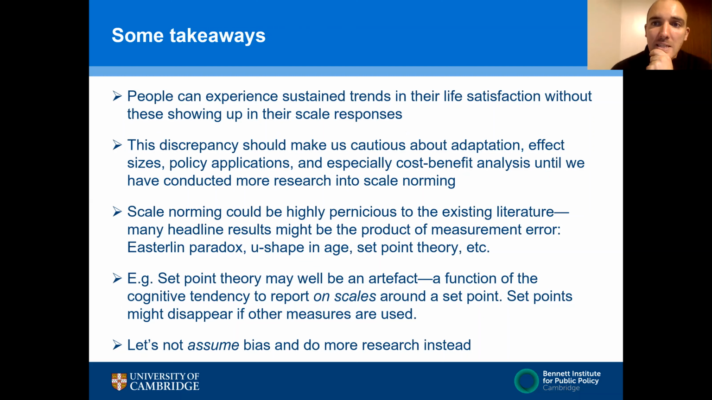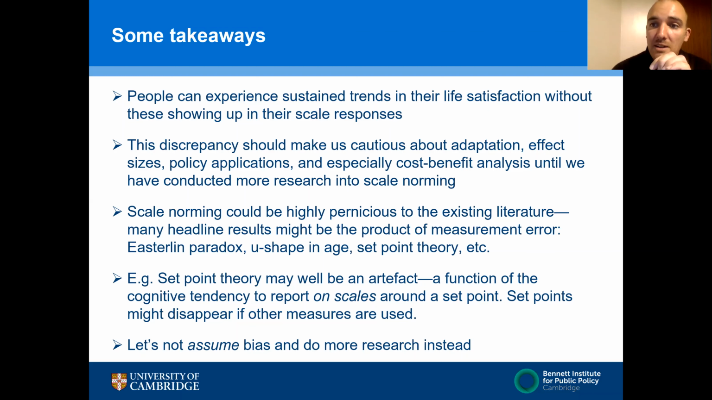All right, so some takeaways here and then I'll move to question and answer. So it seems to me from this experiment that people can experience sustained trends in one direction in their life satisfaction without that showing up in their scale responses. Indeed, their scale responses can often go in the opposite direction. This discrepancy should really make us cautious about a lot of the views that we hold quite strongly at the moment, like the speed and intensity of adaptation, the effect size of a lot of interventions in the life satisfaction space, applying life satisfaction results to public policy, and I'm thinking in particular of cost-benefit analysis using life satisfaction.